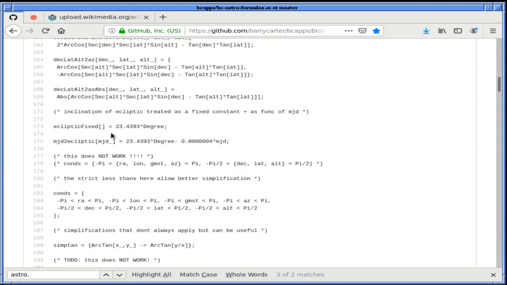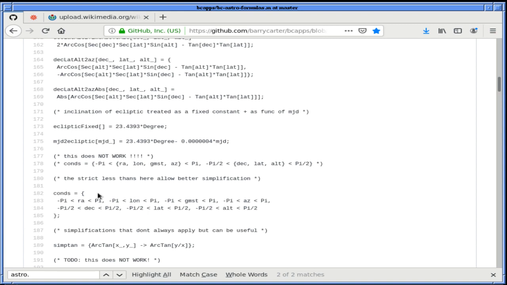Oh, actually, I've got two nice functions here. The fixed ecliptic: we're going to pretend for most calculations that the ecliptic is fixed at 23.4393. Multiplying by degrees will convert this number to radians. But we also have a nice little formula here that compensates for the Earth's nutation and precession, which allows the ecliptic obliquity to change over time. This does not work. Okay, so we'll just skip it.